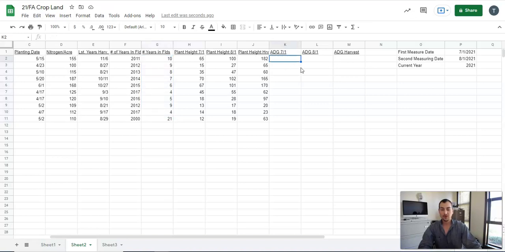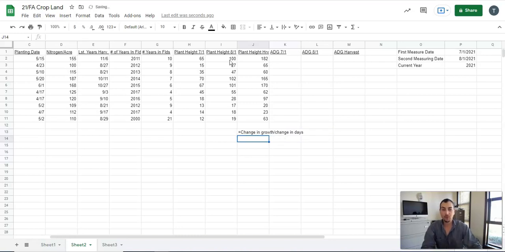Now, let's go ahead and talk about our average daily gain. So how do we calculate an average daily gain? To calculate the average daily gain, it's going to be equal to the change in what you're measuring. So in this case, it's going to be change in growth divided by the change in the days.